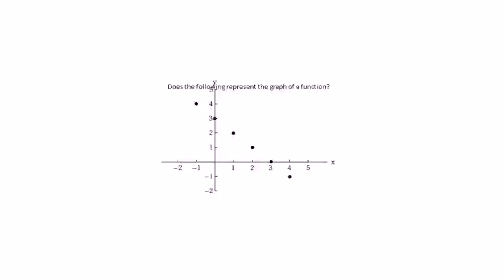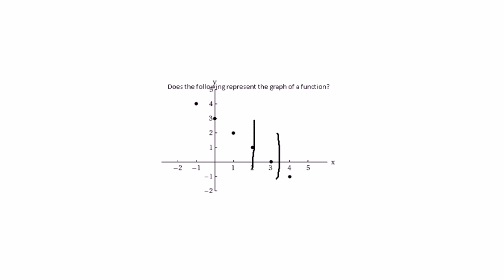If you can draw a vertical line anywhere on the graph and intersect it at only one point or no points, then the graph does represent the graph of a function. So anywhere I draw a vertical line here, I only run into at most one point. If I ran into 2 points on the graph, this would not represent the graph of a function. So this is a function.